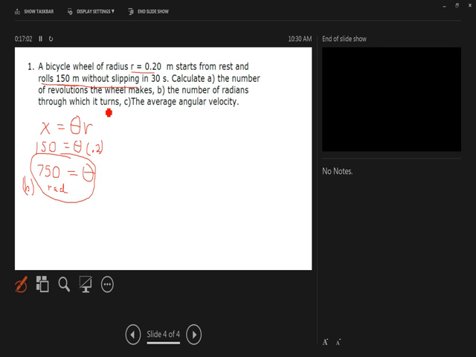The number of revolutions. Okay, well, A, because I'm sort of solving this backwards, we can convert 750 radians to revolutions by dividing by the number of radians per revolution. What's that give us? 119.43 revs.